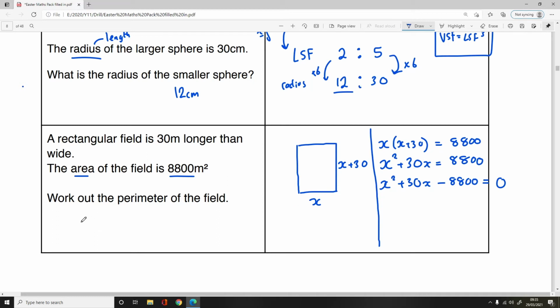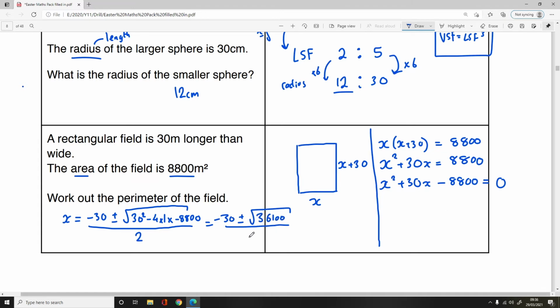But let's say we wanted to use the quadratic formula. We would be saying x is minus 30 plus minus square root of 30 squared minus 4 times 1 times minus 8,800, be careful with your signs, all over 2a, so all over 2. And then I tend to prefer working out what's inside the square root first, and that gives me 36,100. So it's minus 30 plus or minus the square root of 36,100 over 2.